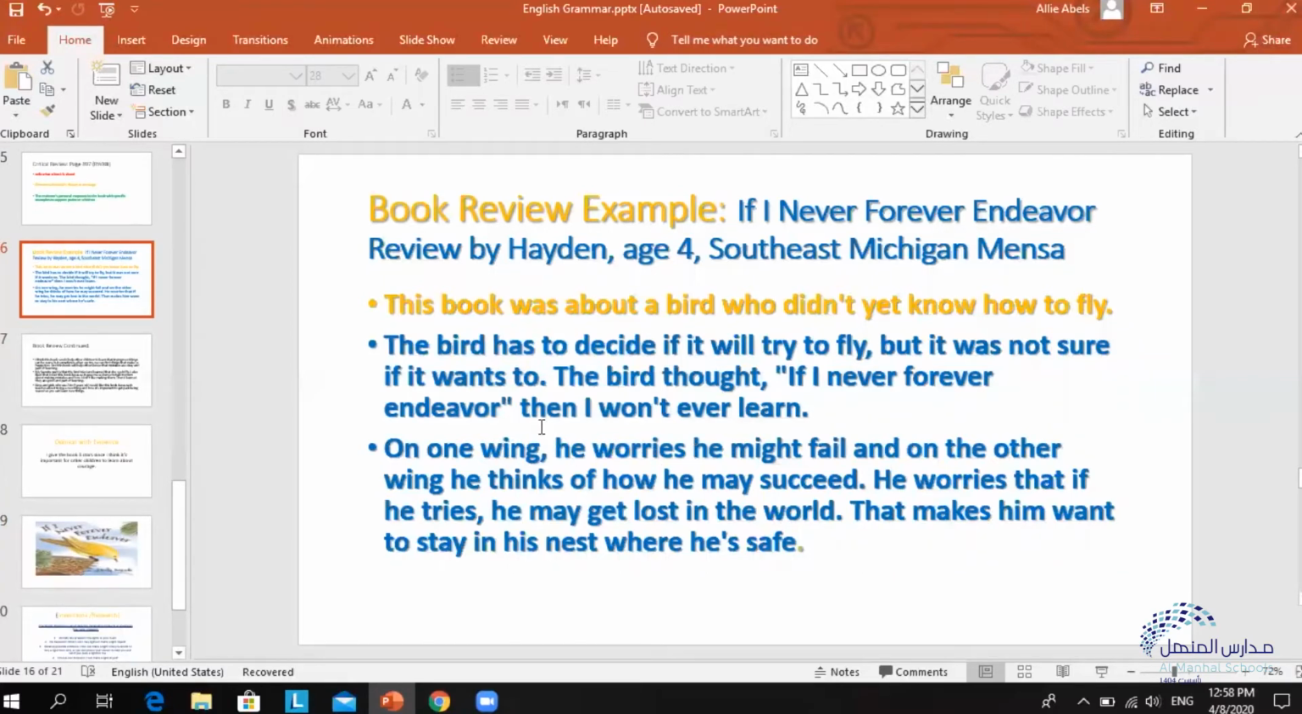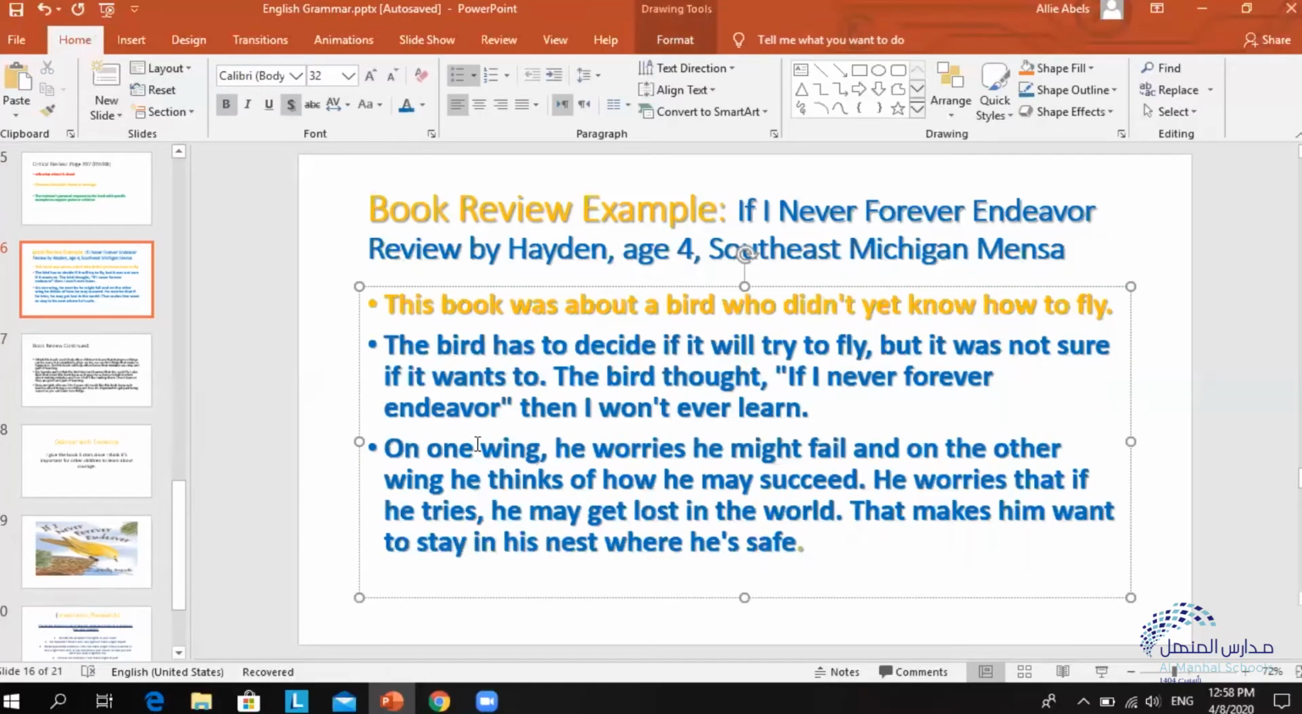Okay, and then he goes on to say, "On one wing he worries he might fail, and on the other wing he thinks he may succeed." Right? He worries that if he tries, he may get lost in the world. That makes him want to stay in the nest where he's safe. So he's telling us what is happening in the story.